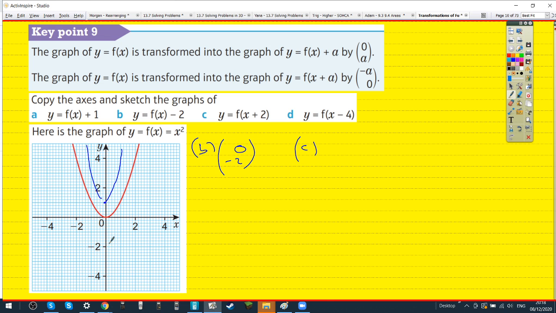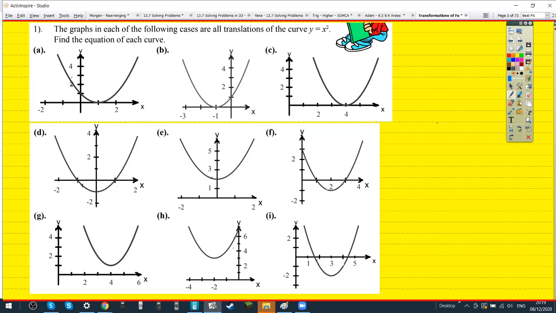Minus 2, 0. Yes, so maybe I'll just sketch at least one. Okay, that's minus 2, 0. And the last one? 4, 0. Yes. Here we are adding and subtracting: plus 1, minus 2, plus 2. That's called a translation. The graph just slides. Yes, you killed it. Okay, working in reverse.